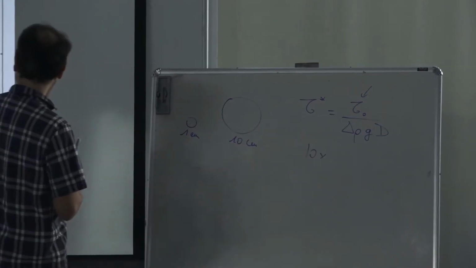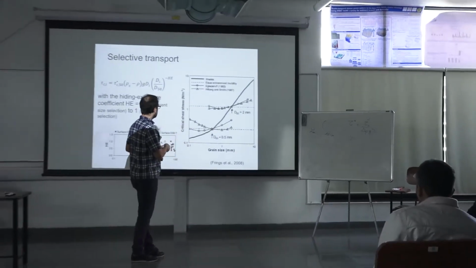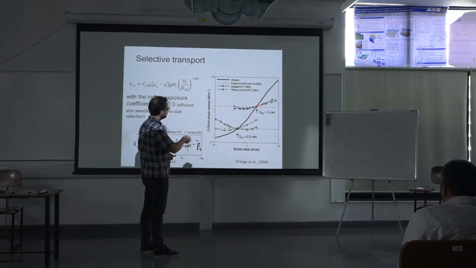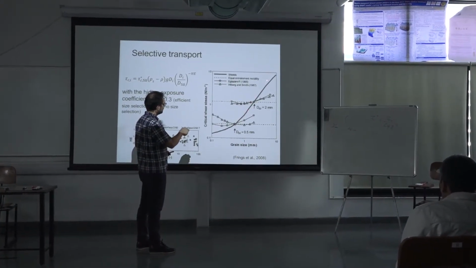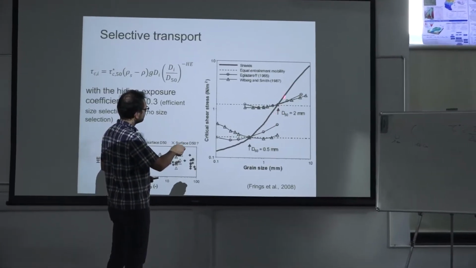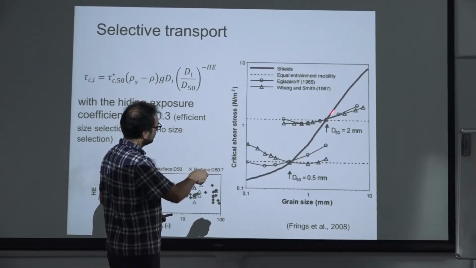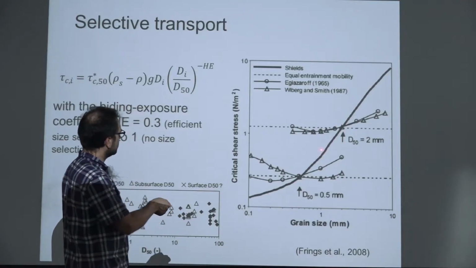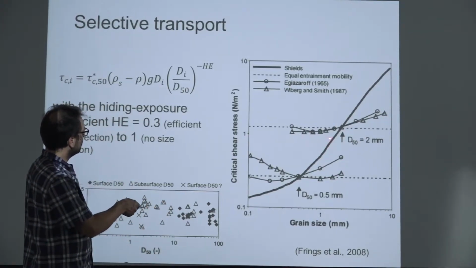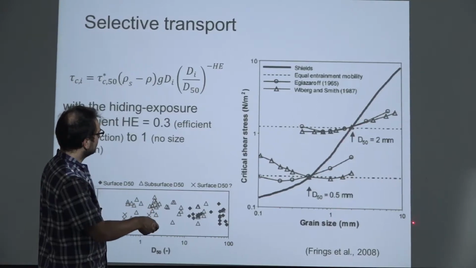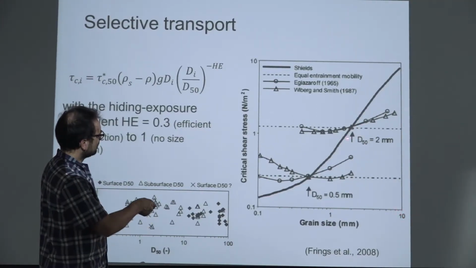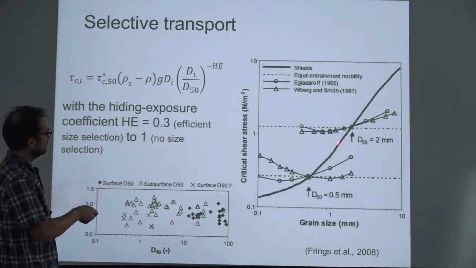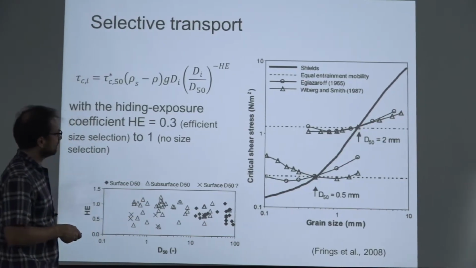But in fact, when you look at the critical shear stress needed to move the pebble, in an extended distribution, you would expect, if things were simple, a curve like that. So if you have a grain size of 1 millimeter, you will need a critical shear stress to move it of 1 Pascal. And if you have a grain size of 10 millimeter, you need 10 times more critical shear stress, so 10 Pascal.